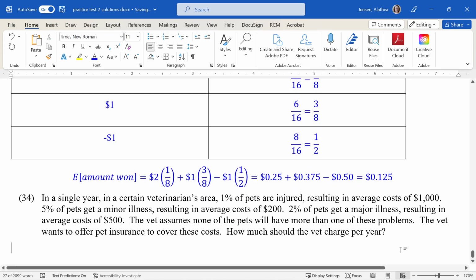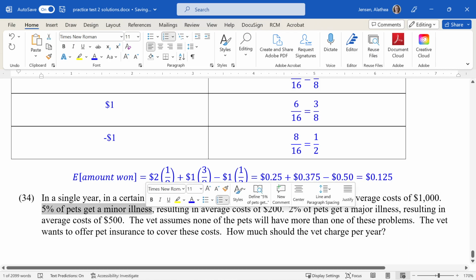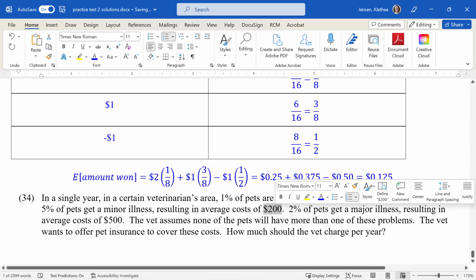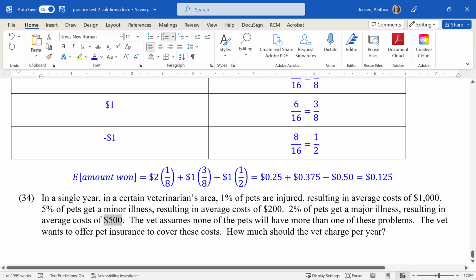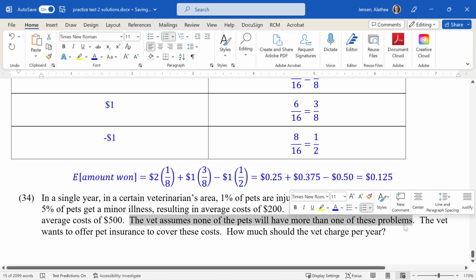Okay, so last question is an insurance question. So in a single year in a certain veterinarian's area, 1% of pets are injured, resulting in average costs of $1,000. 5% of pets get a minor illness, resulting in average costs of $200. 2% of pets get a major illness, which is average costs $500. And then the vet assumes none of the pets will have more than one of these problems.